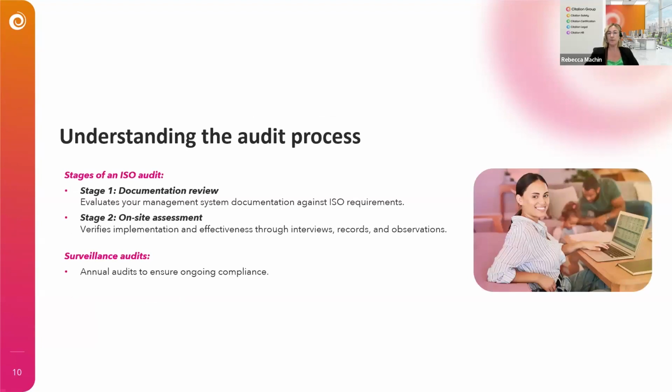Understanding the audit process. So let's start here. ISO audits typically have 3 stages. In stage 1, auditors review your documentation to ensure it aligns with the ISO standards. This is usually conducted remotely. Stage 2 is the on-site assessment, where they look at how well you've implemented your system. After certification, you'll have regular surveillance audits to maintain your compliance. Understanding these stages will help you prepare effectively.